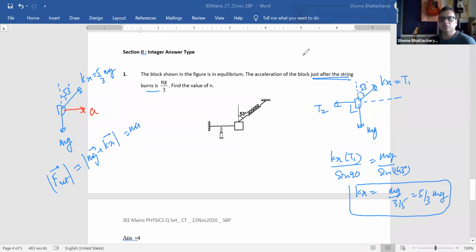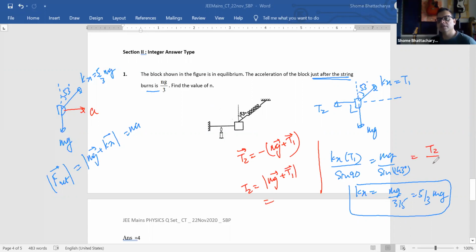However, there's an easier way of doing this question, and I'll tell you the easier way. You can see that here as a vector quantity, T2 is basically minus of mg plus T1. Just calculate how much T2 is. So T2's mod is mod of mg plus T1. Now from here you can equate that also. It is T2 divided by sine of 180 minus 53. So that is how much? 127 degrees.